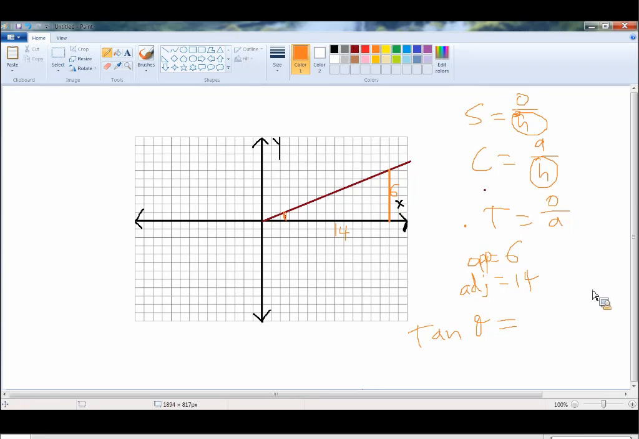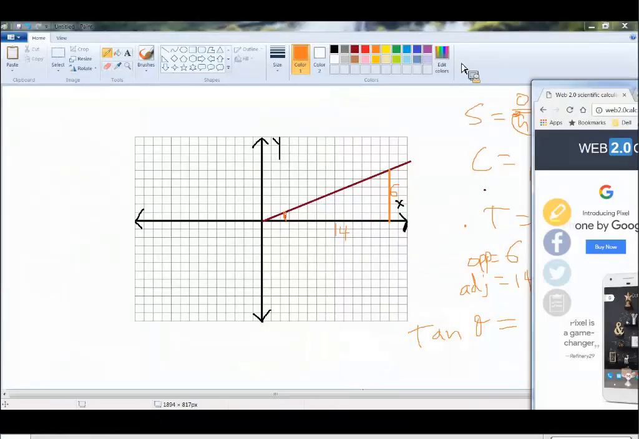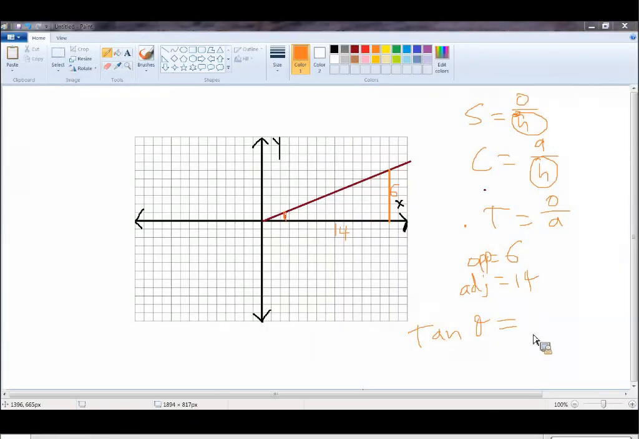3 over 7 is, well, you know, let's do it on a calculator here. I'm going to bring up a calculator here. Well, first of all, 3 divided by 7 or 6 divided by 14 is the same thing. So it's approximately 0.4286, we'll say. So a tangent is approximately 0.42. We'll round it off to 0.429.